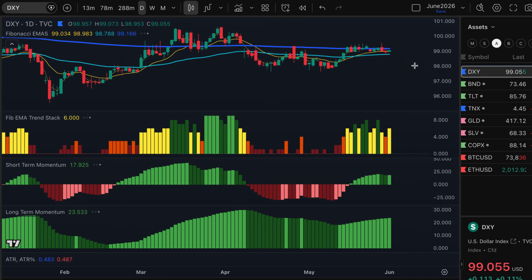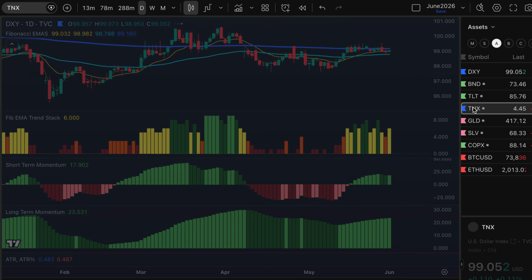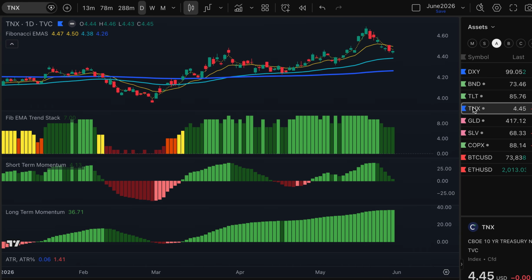Now let's look at some other asset classes, starting with DXY, this is the dollar. It's been holding kind of flat here recently, but it does have short-term and long-term momentum in its favor. 6 out of 10 on the trend score. Let's look at the 10-year yield. 7 out of 10 on the trend score. Fading short-term momentum, long-term momentum still rising.